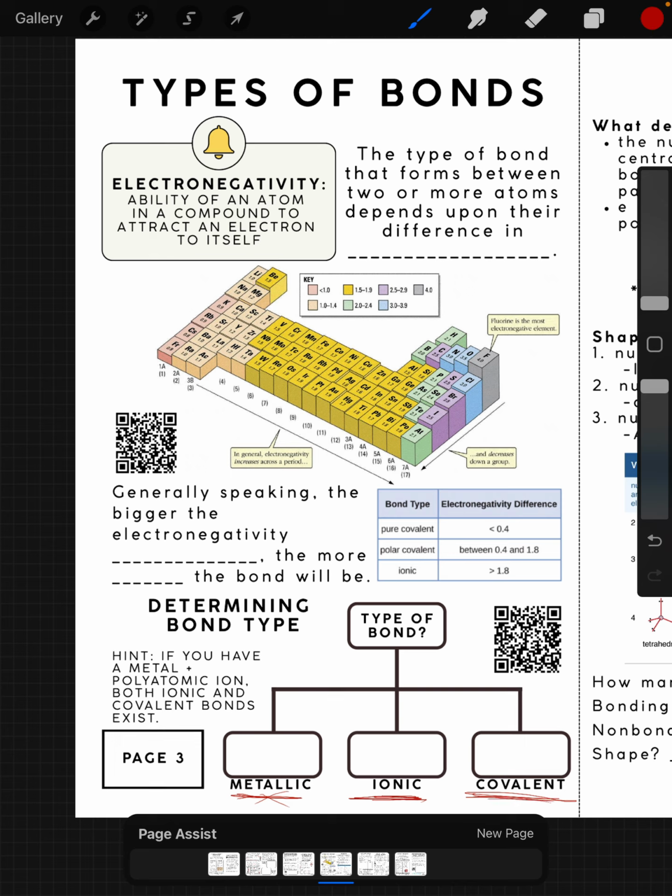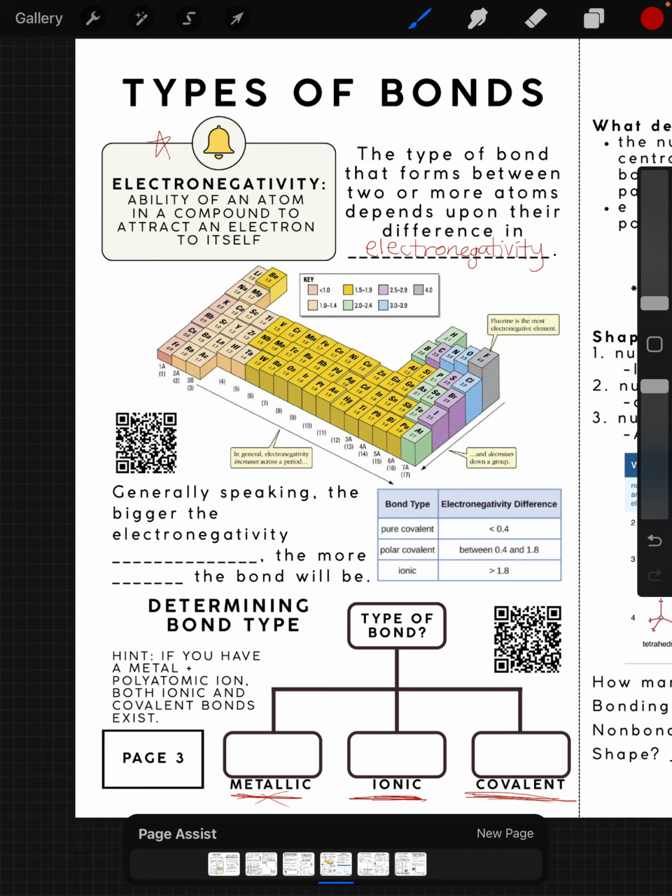The type of bond that forms between 2 or more atoms depends upon their difference in electronegativity. So you'll be asked at some point, looking at a compound, to predict what kind of bond is going to form between the 2 atoms. Okay, and so this video is really going to help you to understand how you can predict those things.